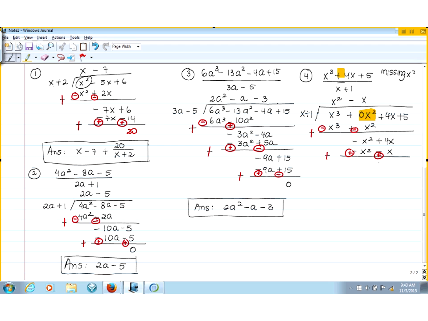Alright, so the first term always cancels. What do we have here? 5x plus 5? 5x divided by x is 5. 5 times x plus 1. And then we subtract. So instead of subtracting, we add with the opposite. Oh, this is 0 also, isn't it? So what is my answer? x squared minus x plus 5. Yes? Doable?